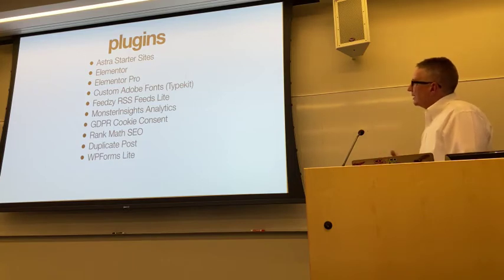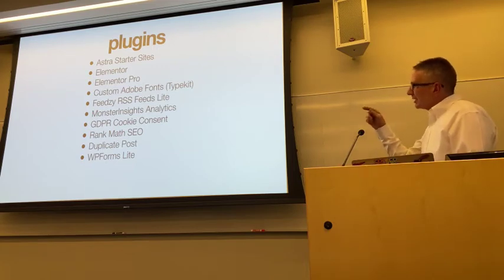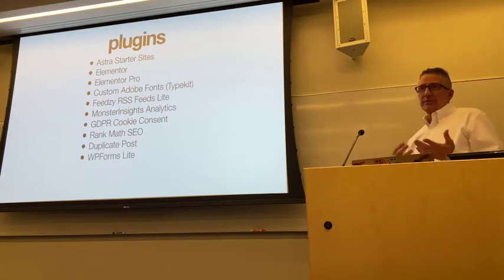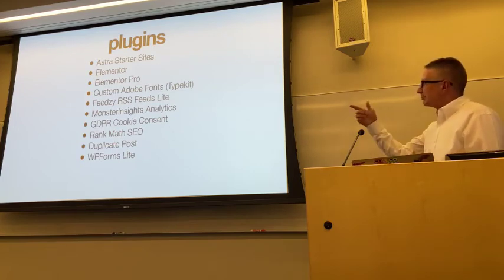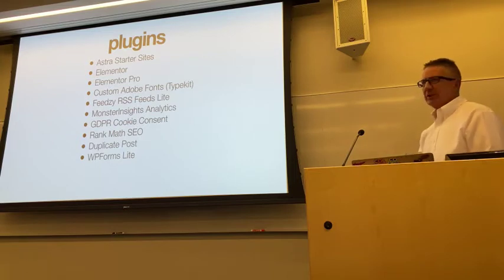Monster Insights Analytics is for Google Analytics. It's just a really easy way to implement it. GDPR cookie consent, I'll show you how that works. Rank Math SEO is like Yoast, sort of a competitor to Yoast. I thought it was a little bit easier. They say it's a little bit better for beginners. Duplicate Post and WP Forms Lite are just sort of housekeeping.